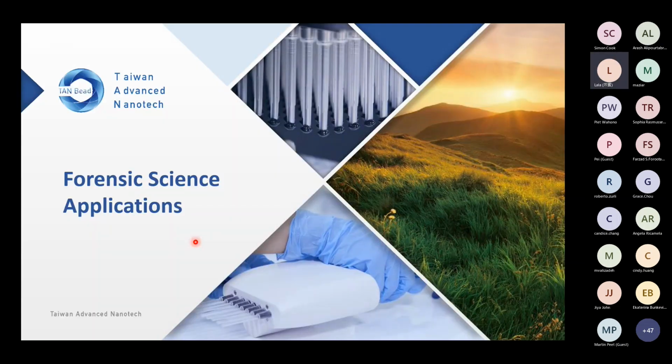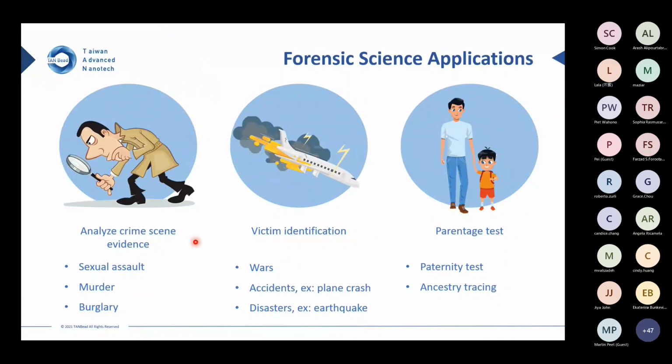Now we will be moving to the third section, which is forensic science applications. Here I divided the applications into 3 general groups, with the first one being crime scene evidence analysis, just like the murder case that we saw before. But actually, one of the most common applications of forensic science is to solve sexual assault cases. And it can also be used to solve burglary cases.